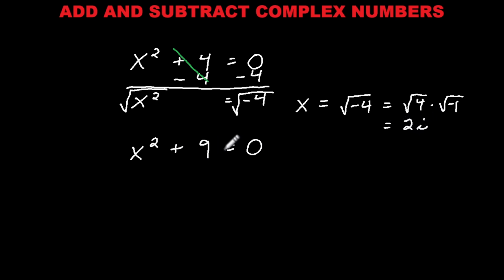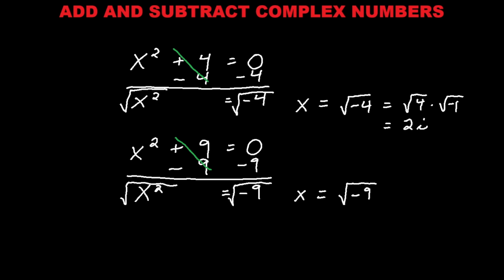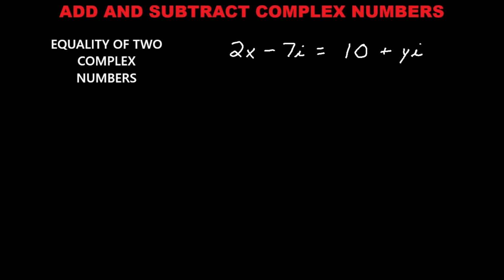Similarly, to solve this one, I subtract 9 from both sides. And then taking the square root of both sides gives me that x is the square root of -9, which further simplifies to be the square root of 9 times the square root of -1. The square root of 9 is 3, and the square root of -1 is i. And this one's complete.